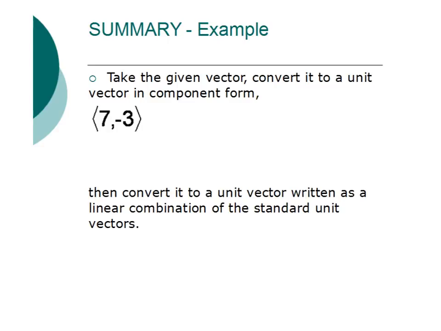Let's go ahead and call it vector v. So I'm going to find the magnitude of vector v. It's the square root of the horizontal component squared plus the vertical component squared. And 49 plus 9 is 58. That sounds familiar. Have we had that one before? All right, so that's the magnitude. That's how long it is.